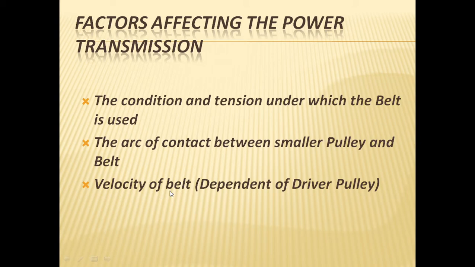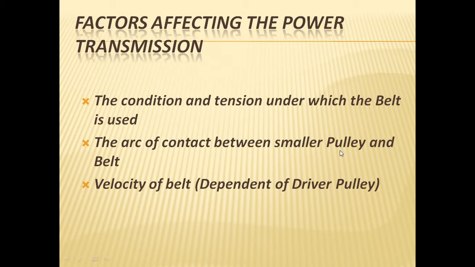The third factor is the velocity of the belt. If we want to increase the velocity of the output driven shaft, we have to decrease its diameter. But if we want to decrease its velocity, we have to increase its diameter relative to the driver shaft.